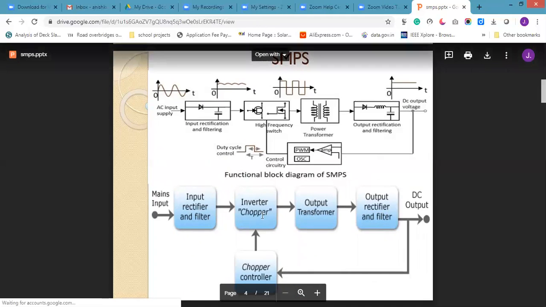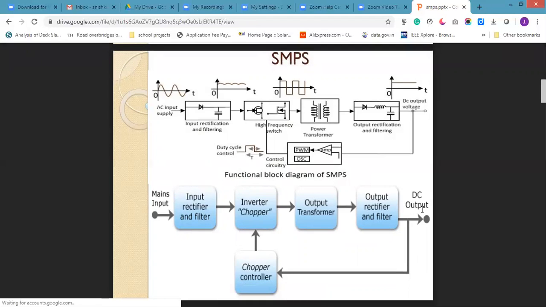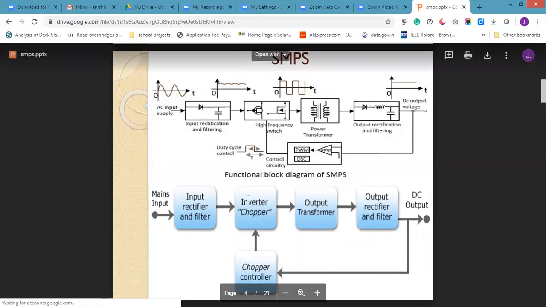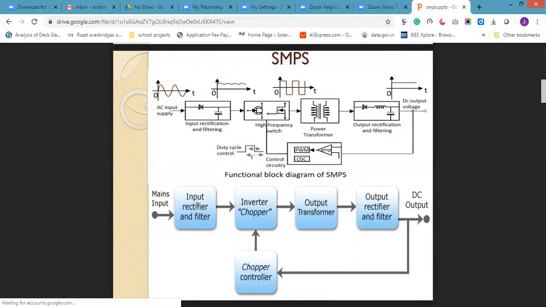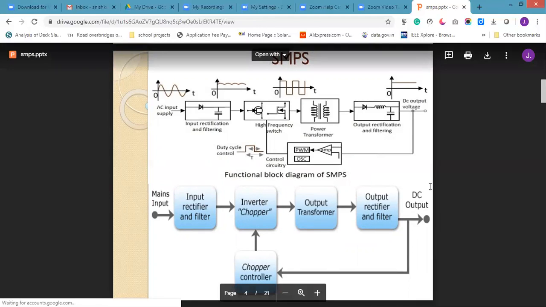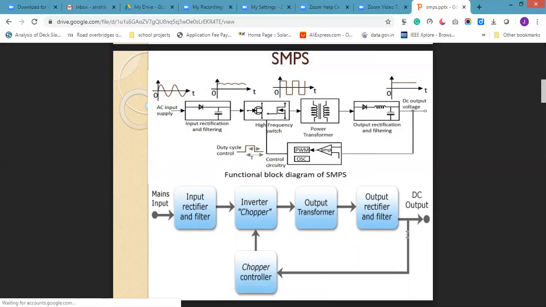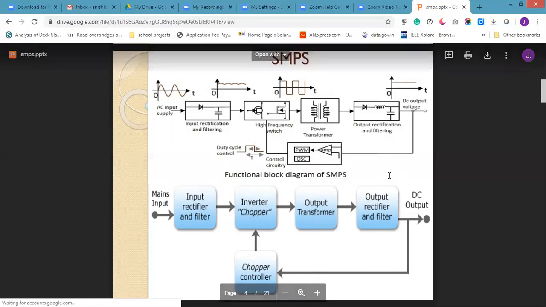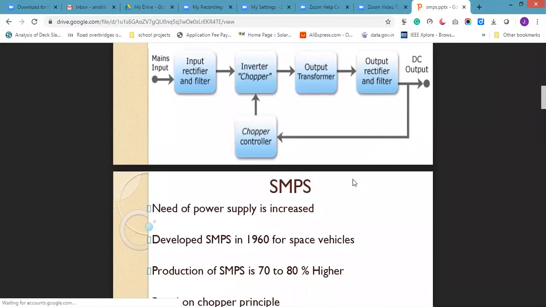So now this is called as a closed loop system because I need a regulated DC output voltage. If the output DC voltage I require is 5 volt, and it is less than 5 volt, it will give the signal to the controller. So the inverter on time will get increased. So the output voltage will get increased. Suppose your output voltage is very high, the controller will switch off this inverter. So the input to the transformer is less. So automatically voltage will get reduced. So this is called as a functional block diagram of SMPS.